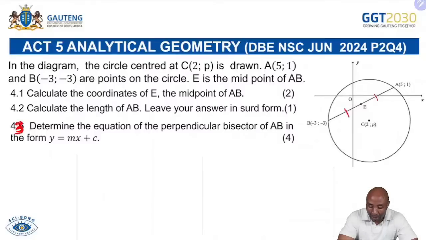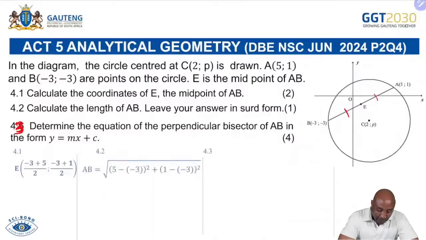There we are going to use our midpoint formula. It will be x at A plus x at B over 2, y at A plus y at B over 2. We will get the coordinates of the midpoint, and we get our answer as E with coordinates (1, -1).